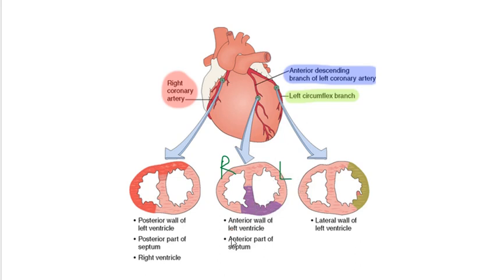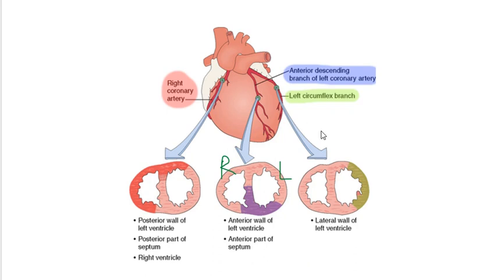So the LAD covers the anterior wall of the left ventricle and the anterior part of the septum. The left circumflex covers the lateral wall of the left ventricle, and the right coronary covers the remainder. So you have the posterior wall of the left ventricle right there, the posterior part of the septum right there, and the entirety of the right ventricle. So that is the coronary supply.